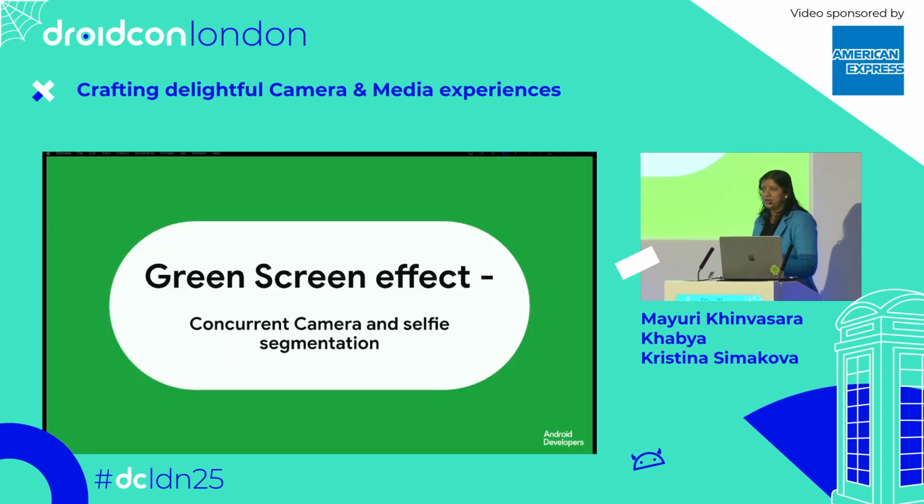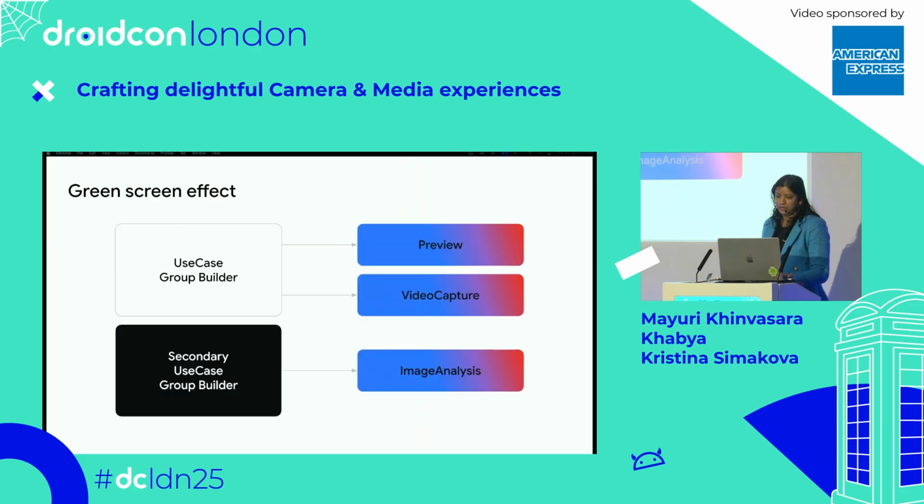An even cooler and more advanced effect is the green screen effect, and this is one of my favorite effects. It gives you concurrent camera and selfie segmentation. That means you can use the back camera and the front camera at the same time, and also segment your own selfie, your own image, and then have a cool effect with it.